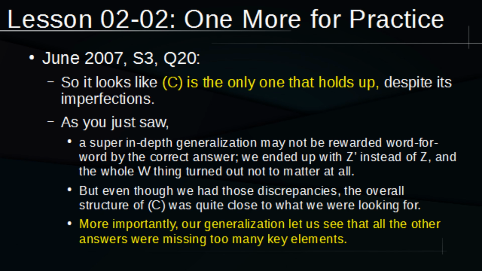So at the end of the day, it looks like C is the only one that holds up, so we're going to go with it. But we do want to note that C is imperfect. So yeah, as you just saw, a super in-depth generalization may not be rewarded word for word by the correct answer. We ended up with a Z prime instead of Z when looking at answer choice C, and the whole W thing turned out not to matter at all, as we were suspecting more and more as we went along. But even though we had those discrepancies, the overall structure of C was quite close to what we were looking for.